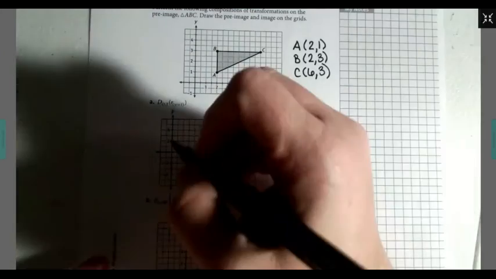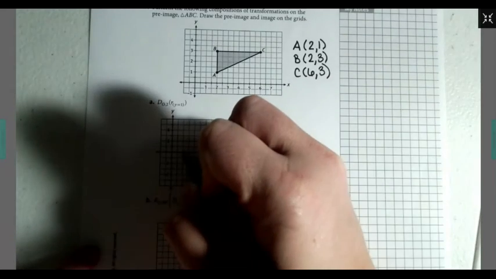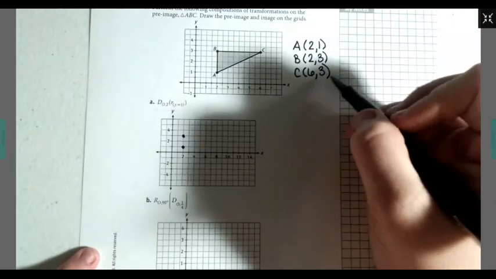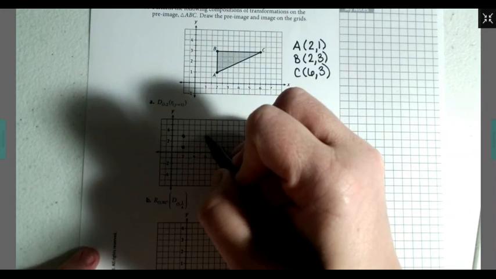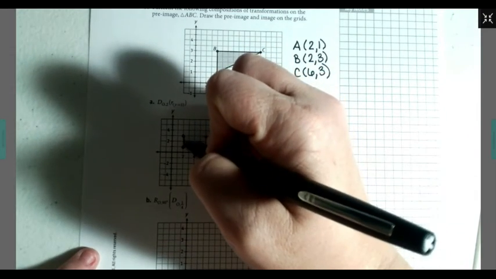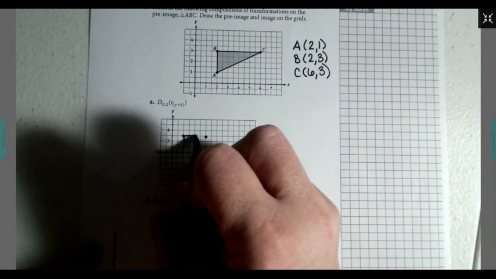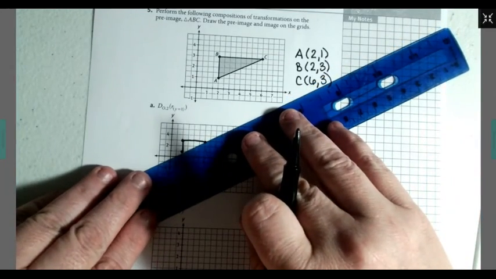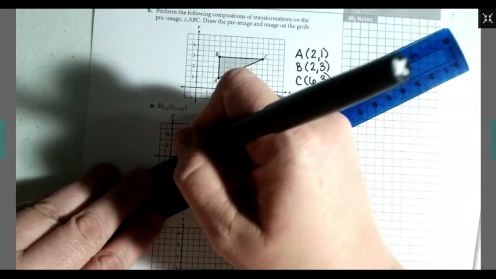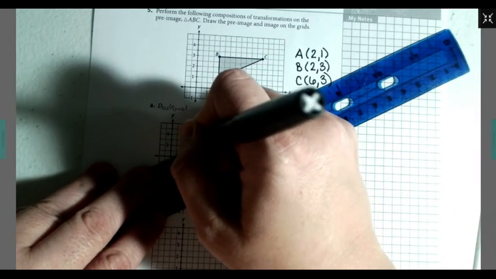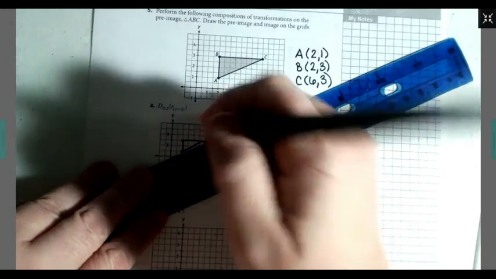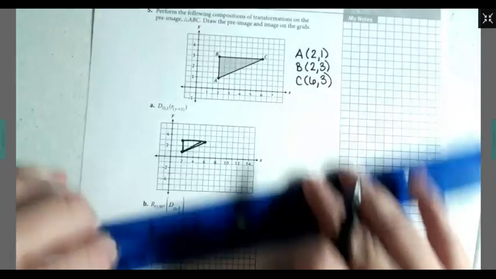So I'm going to start off by drawing the original picture. So we've got 2, 1. Then we've got 2, 3. And then I have 6, 3. I'm going to connect all my dots to make my triangle. Oops, sorry about that. Here we go.